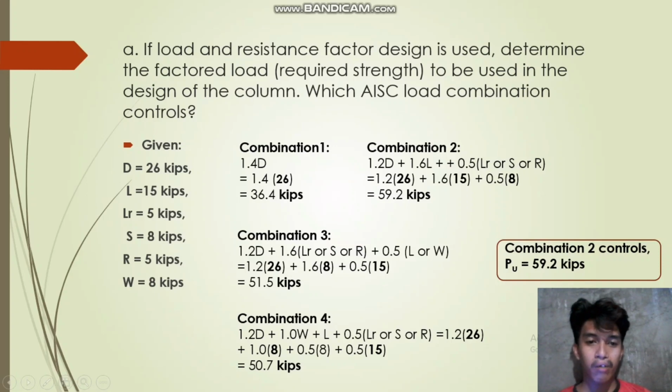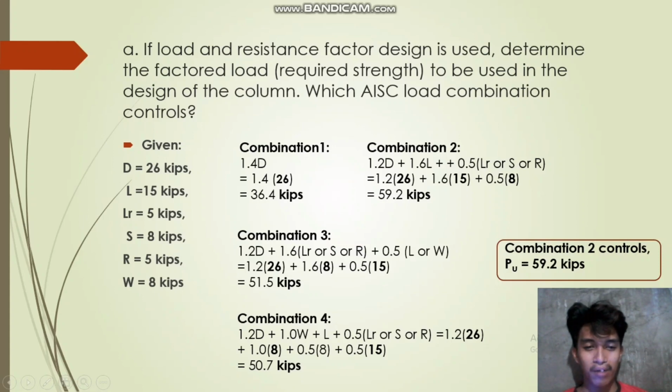Combination number 3: 1.2 dead load plus 1.6 roof load or snow load or rain load plus 0.5 live load or wind load equals 1.2 times 26 plus 1.6. So, snow load man ang pinakamataas, then times 8 plus 0.5 times 15 live, dahil live load ang pinakamataas, equals 51.5 kips.